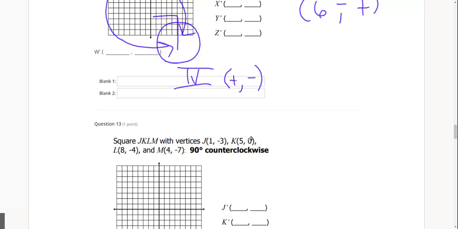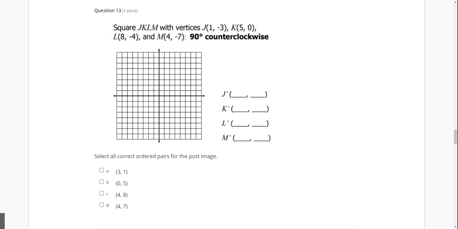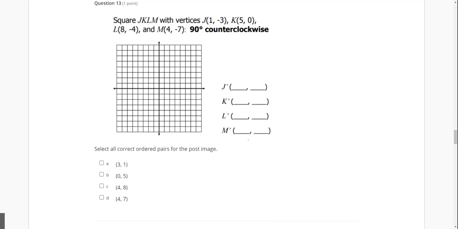Okay. And you're going to have to write down stuff. You can't do this without. Same thing here. I'm just going to do a couple of points. I'm going to do J and K, not everything. If I go 1, -3, and 5, 0. Man, it starts to make my eyes go crazy.